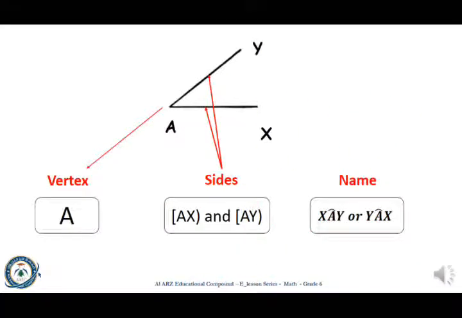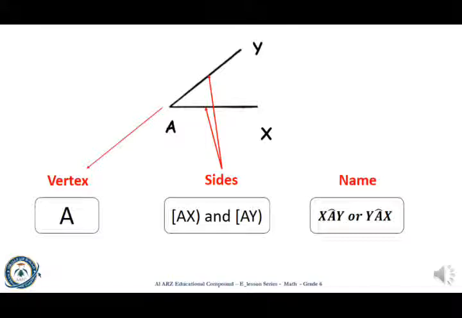Let's remember together the definition of an angle. It is the space between two intersecting half lines, AX and AY. They intersect at A. This A is called the vertex of the angle. AX and AY are called the sides. They are half lines. We use brackets and parentheses, closed at A, open at X and Y.